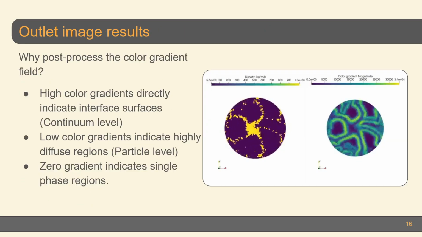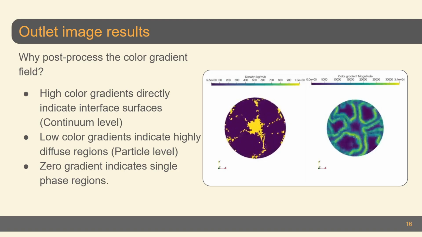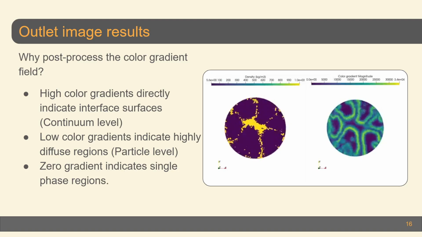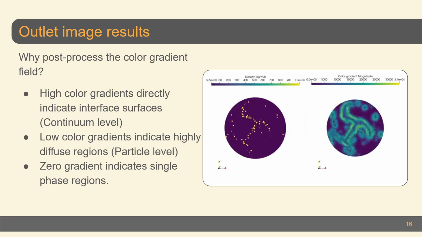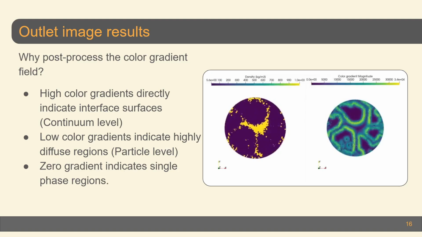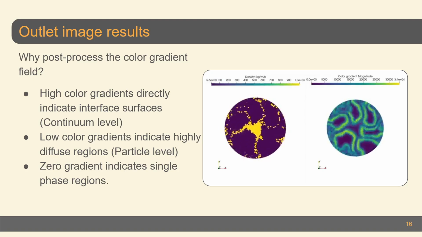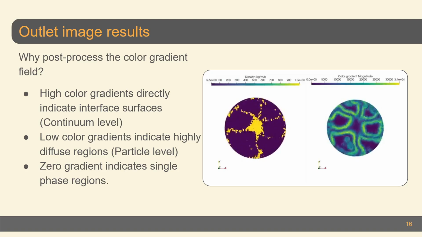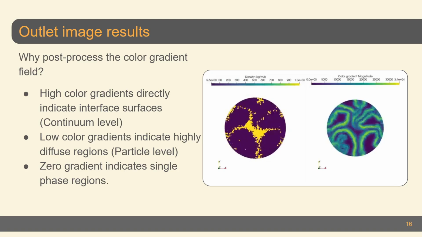To reiterate the points on the previous slide, here we can see a simulation at the outlet condition of our nozzle with the fluids mixing. Again, we're comparing the density to the color gradient magnitude. From this, it becomes very clear why we would prefer the color gradient over the density field. Even though we might be able to extract surface areas, the real reason why we prefer the color gradient is because it gives us information about really the subgrid surfaces as well.